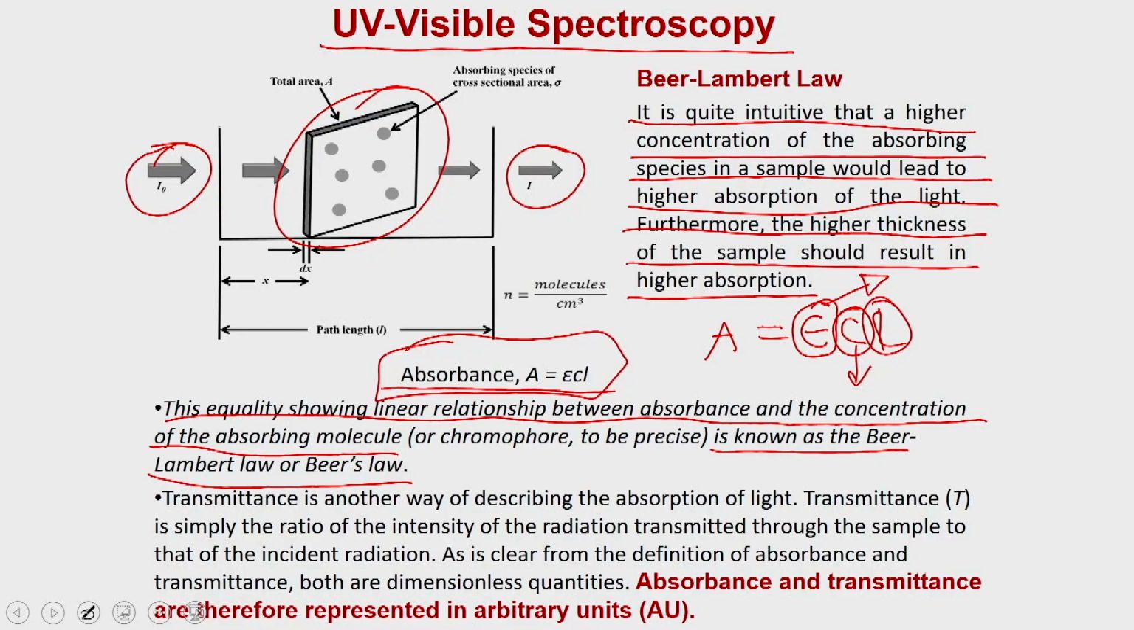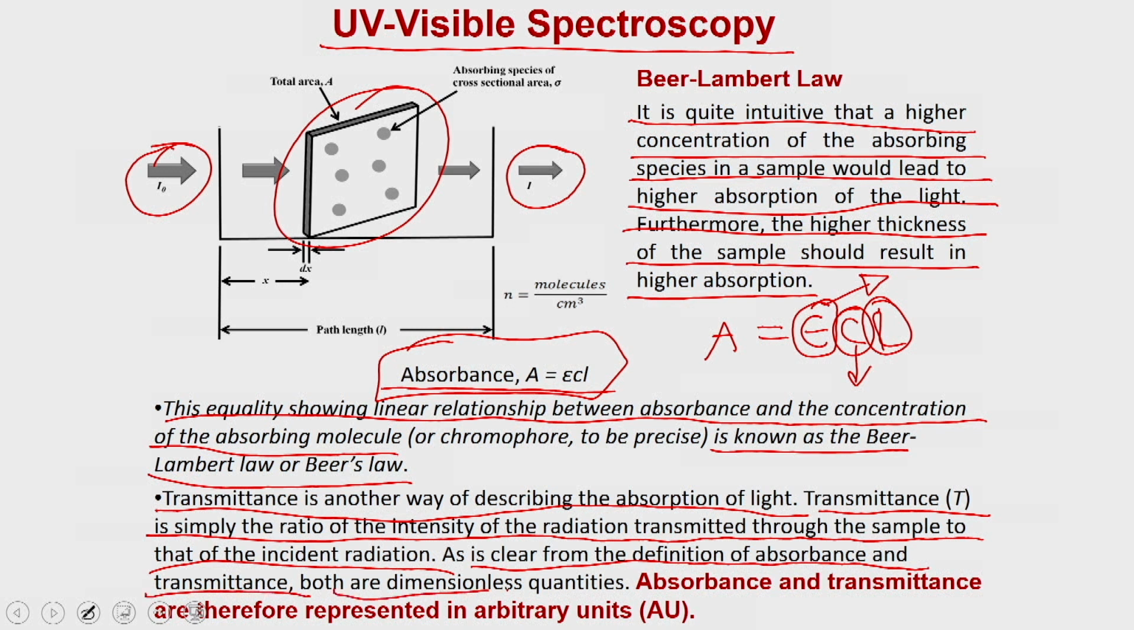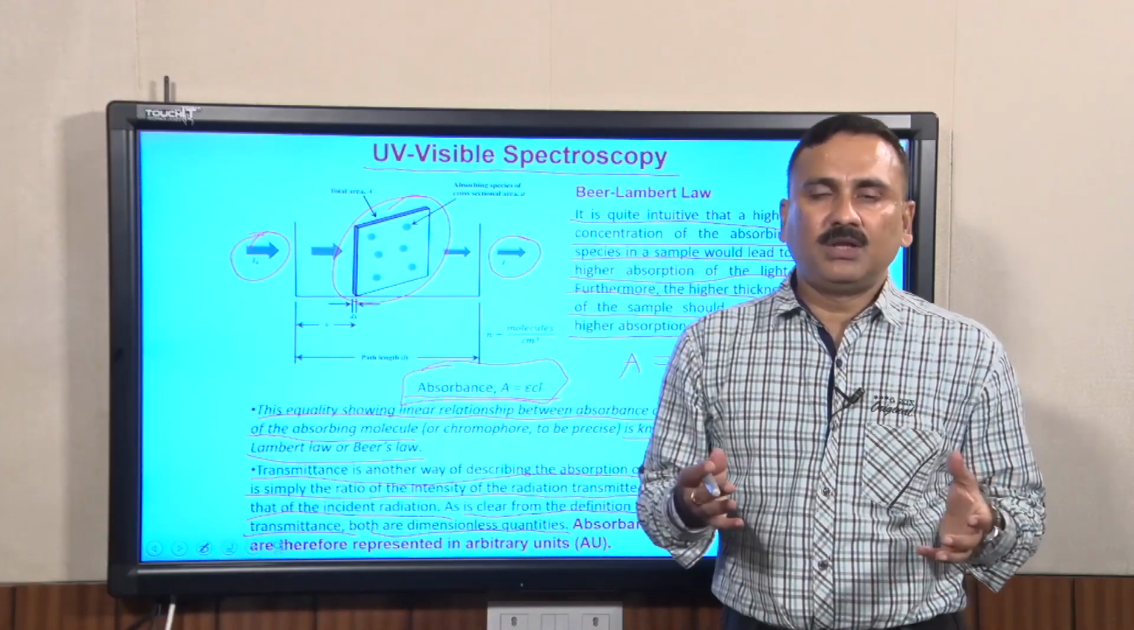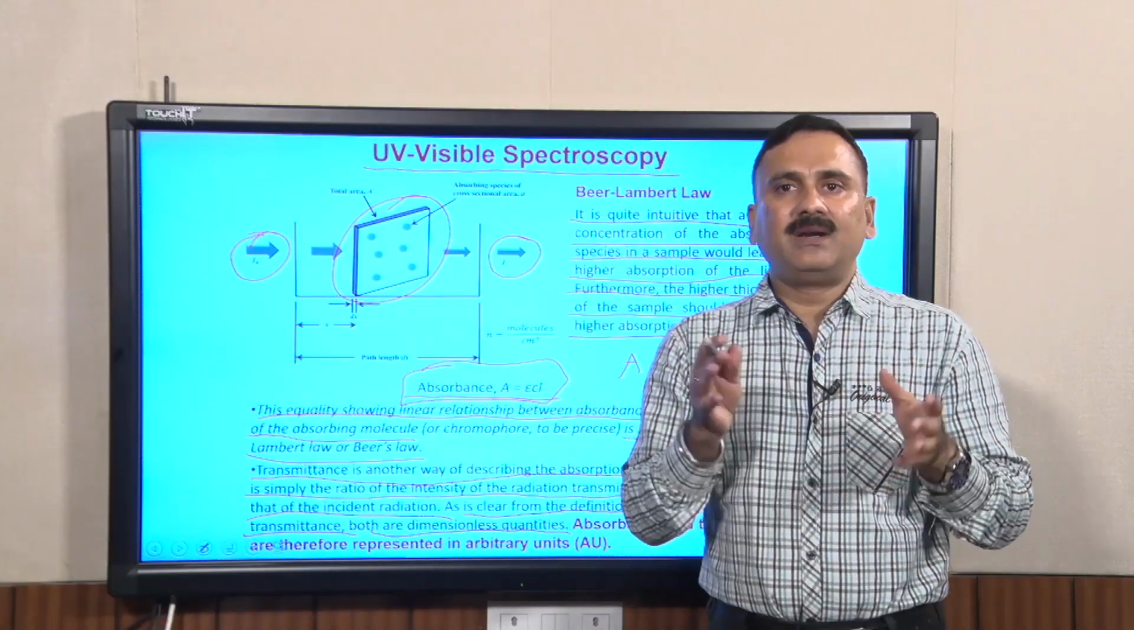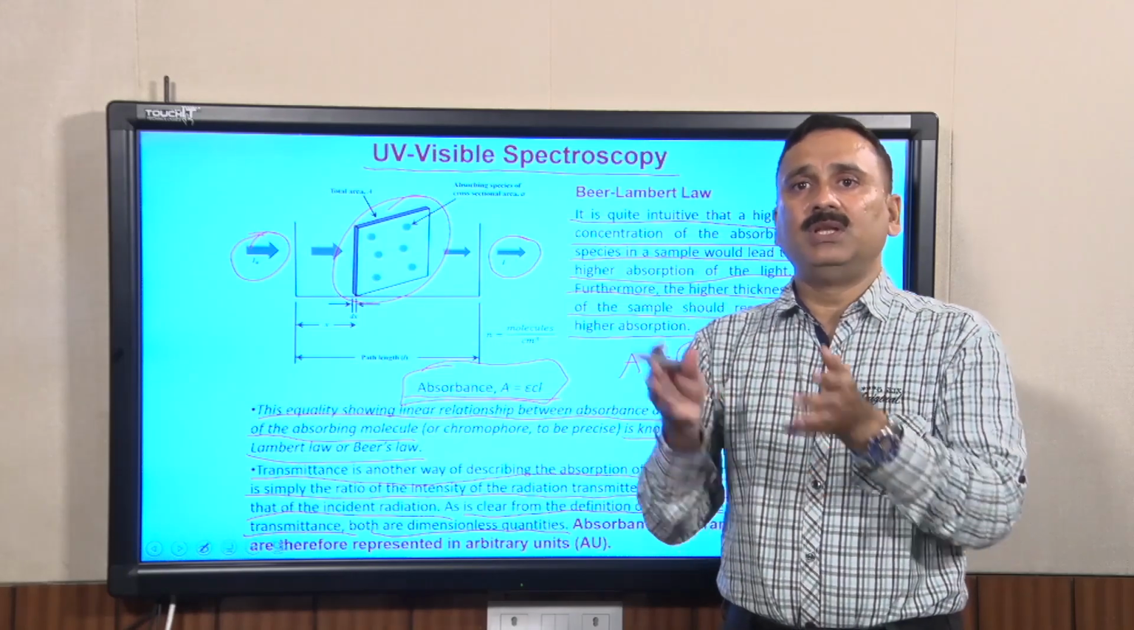Transmittance, so absorbance is one phenomenon: the amount of light being absorbed. Transmittance is actually another way of describing the absorption of light. Transmittance is simply the ratio of the intensity of radiation transmitted through the sample to that of the incident radiation. It is clear from the definitions of absorbance and transmittance that both are dimensionless quantities, because both are actually ratios.